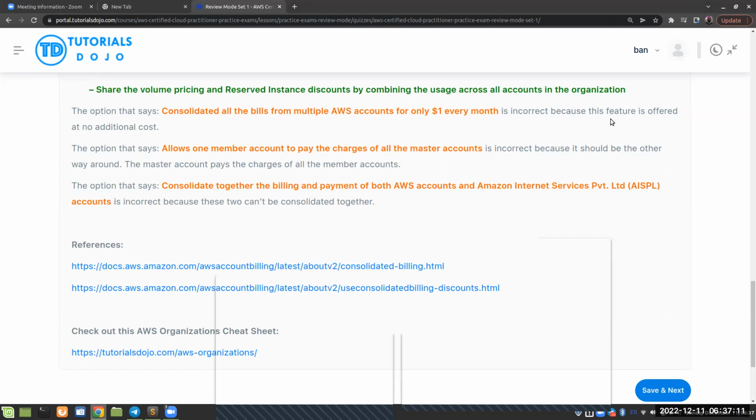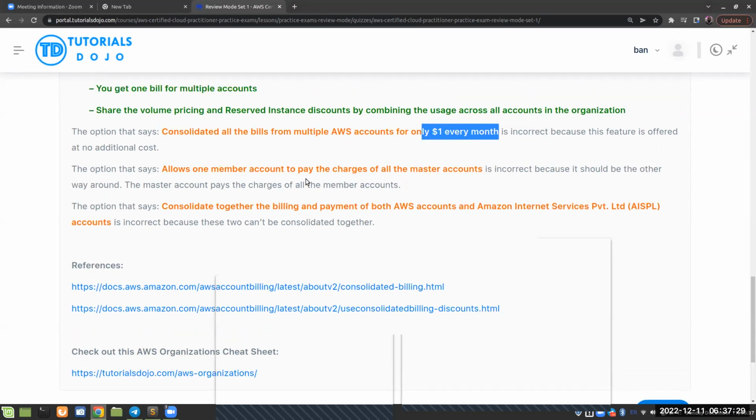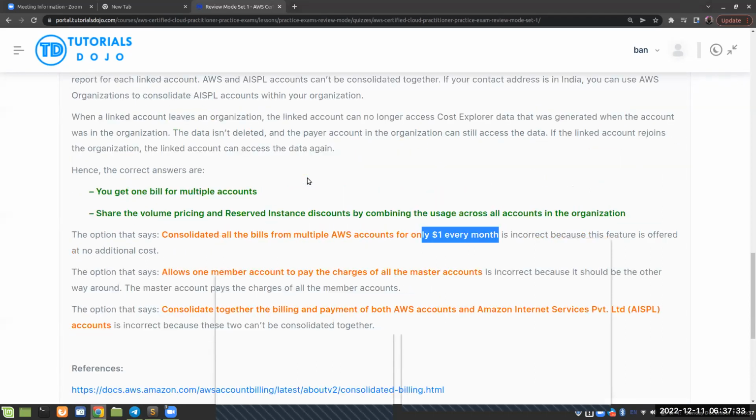Consolidate that is incorrect because this feature is offered at no additional cost. Consolidate all the bills on multiple AWS accounts for only $1 every month. Okay, it's offered for free. So no fees are charged for doing the consolidation. Okay, I hope everyone gets that.